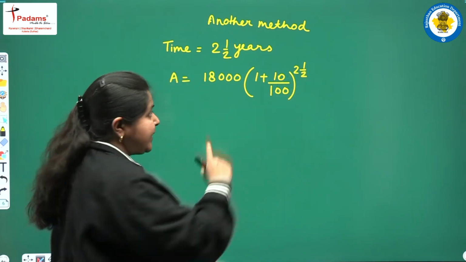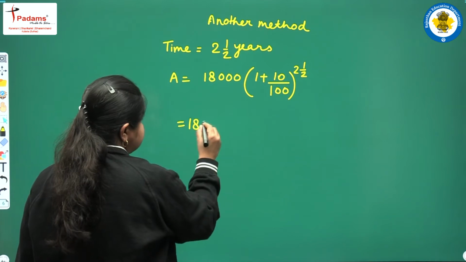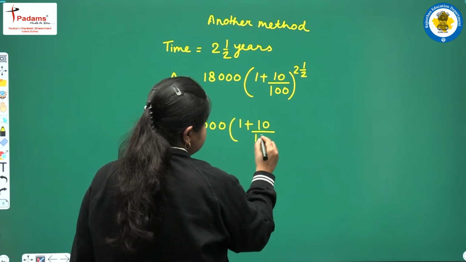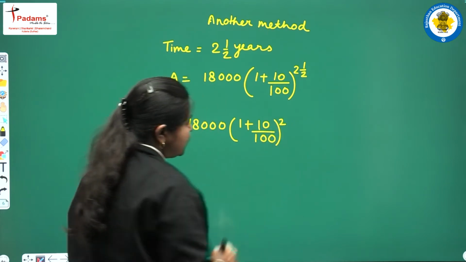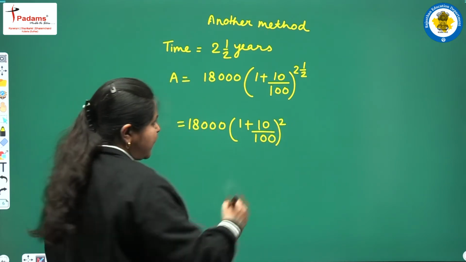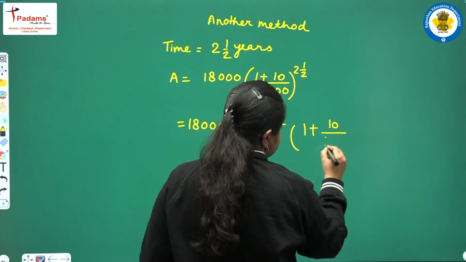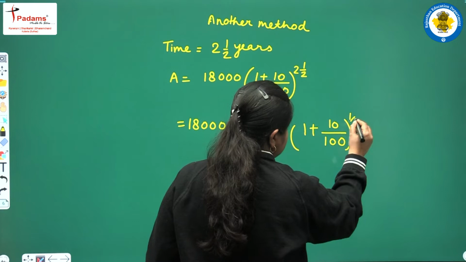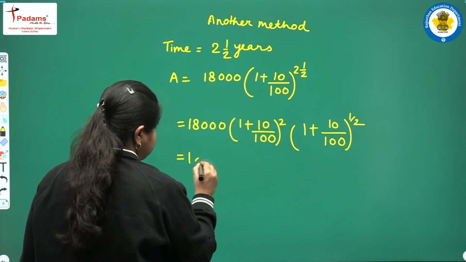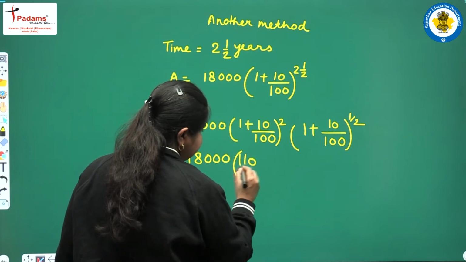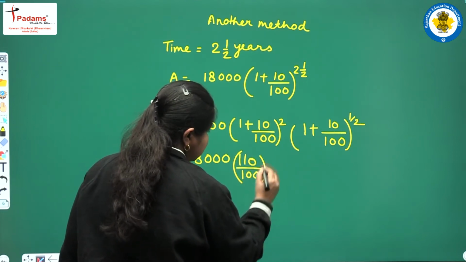इकट्ठे ले लेते हैं पूरे ही टाइम को. This can be written as 18,000 into 1 plus 10 upon 100 raised to power 2. 2 full years के लिए तो रेट 10 ही रहेगा और रिमेनिंग हाफ ईयर के लिए हम यहाँ पर अलग कर लेते हैं पावर को. This will again be equal to 18,000 into 110 upon 100 raised to power 2.